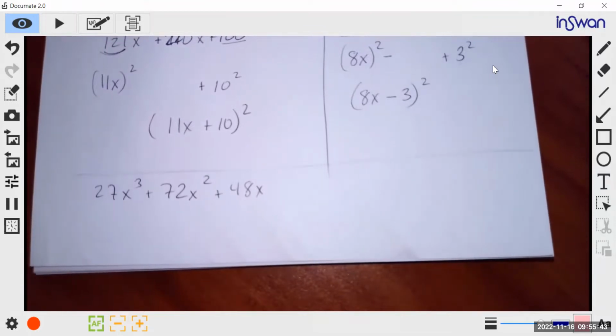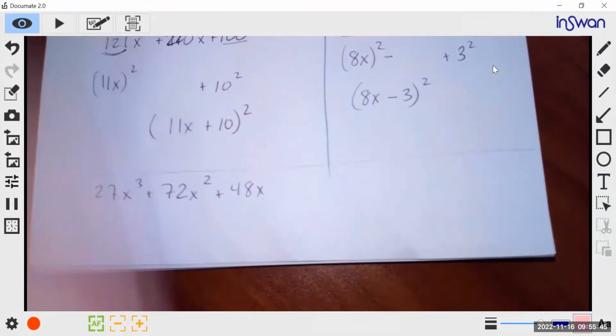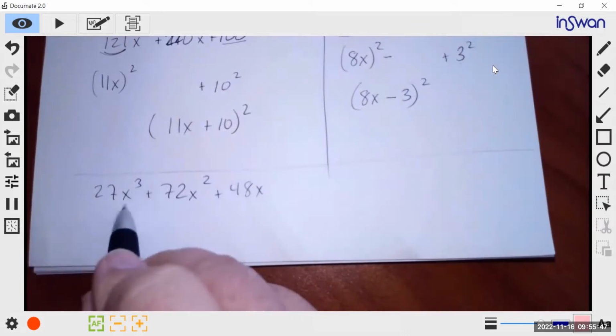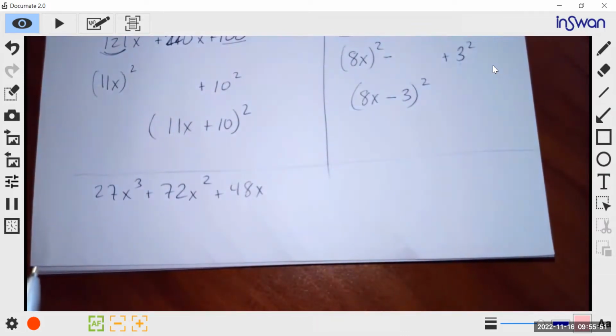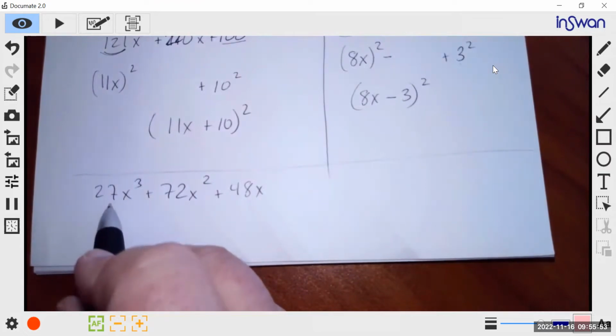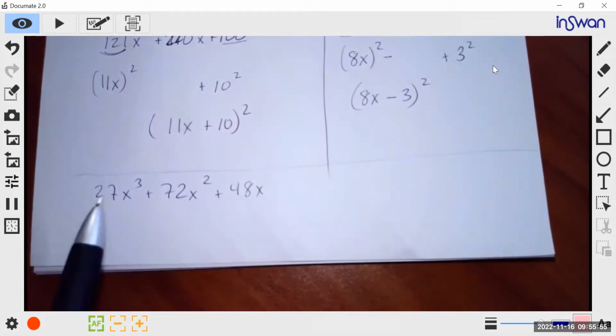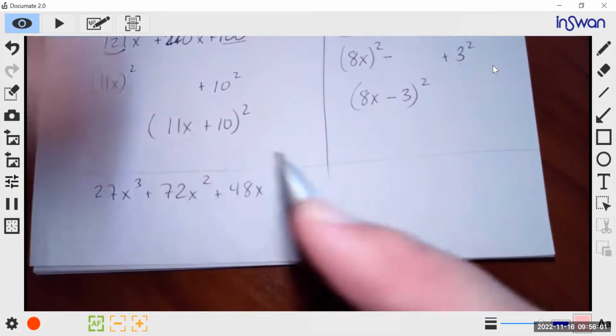Let's throw a curveball in there. 27x cubed plus 72x squared plus 48x. Is 27 a perfect square? Or can we factor anything out? What can we factor out?